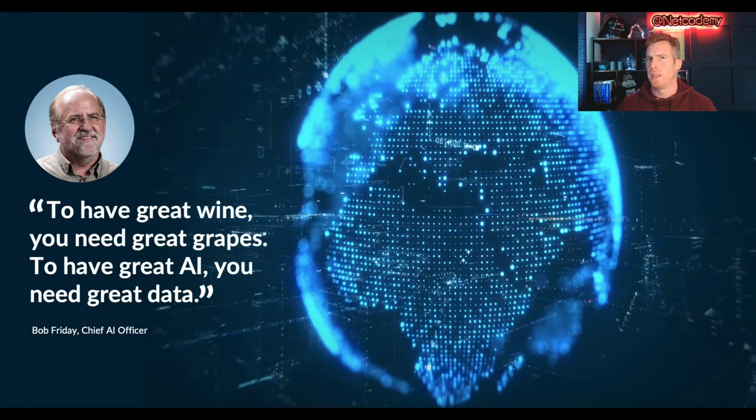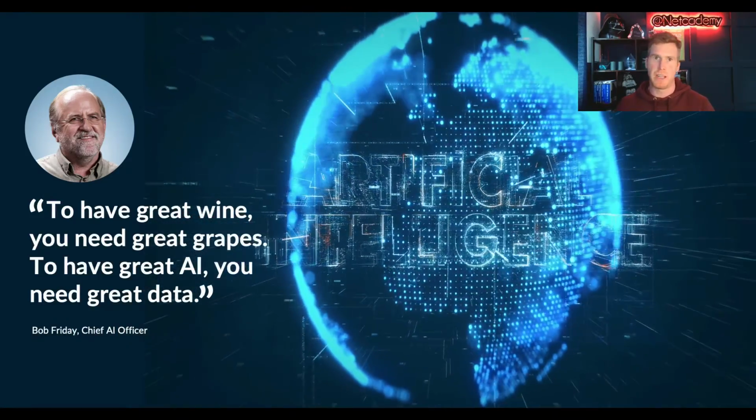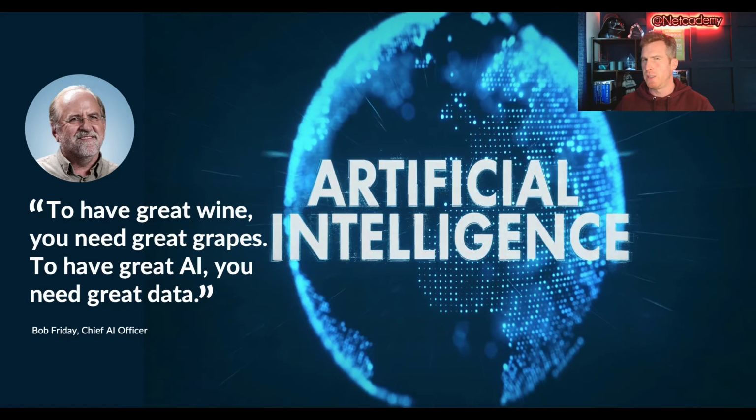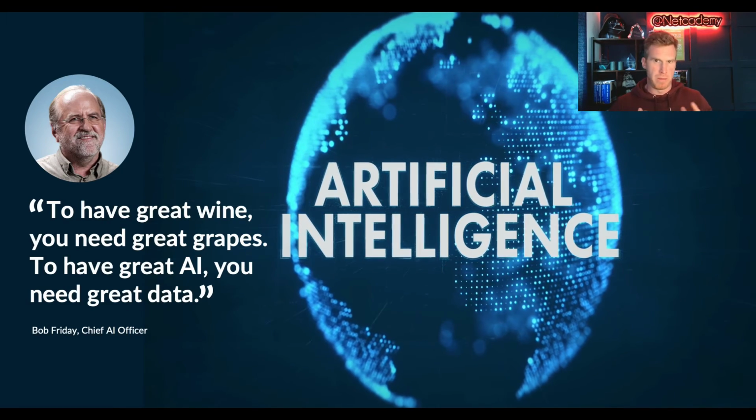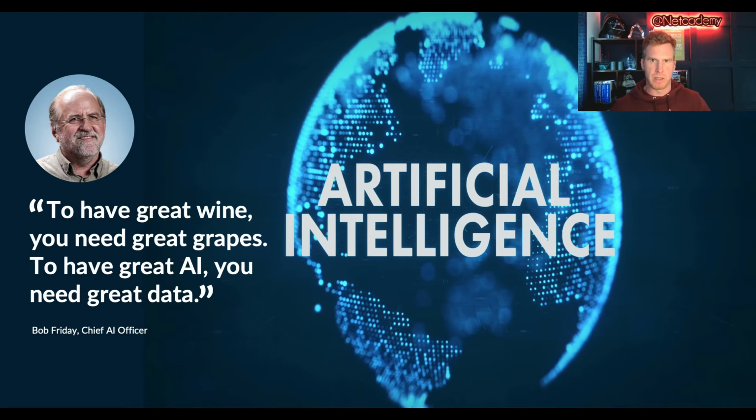And it's because of this man. His name is Bob Friday. He's now the Chief AI Officer at Juniper Networks. He's one of the founders of Mist. Now, Mist wasn't born out of Juniper Networks. It was its own company and it got acquired by Juniper Networks before I came to Juniper Networks, 2018, around about that time.